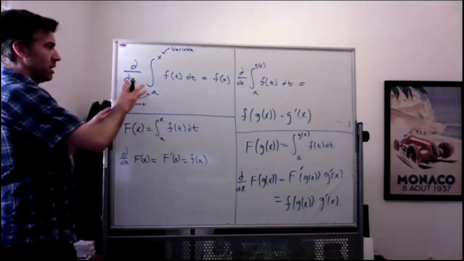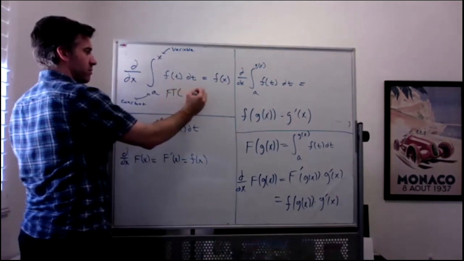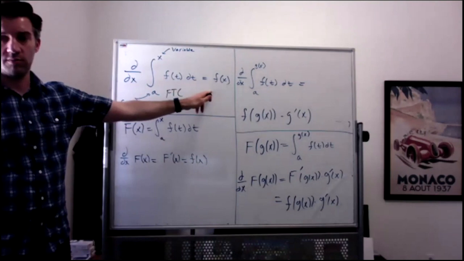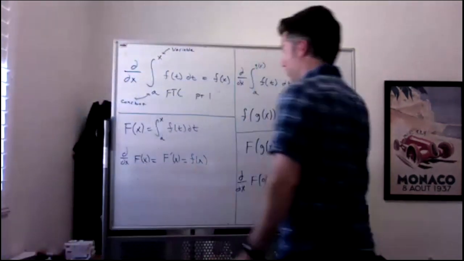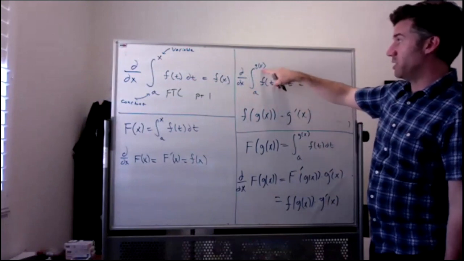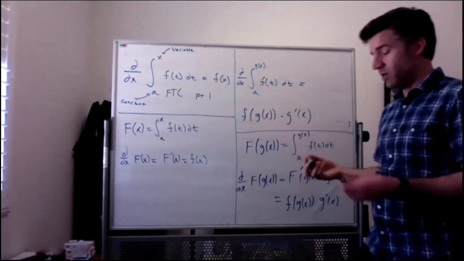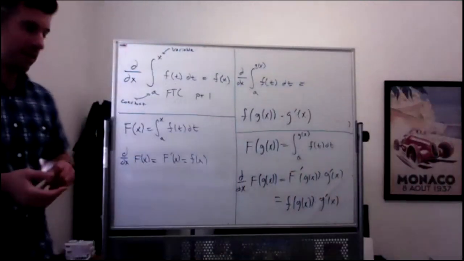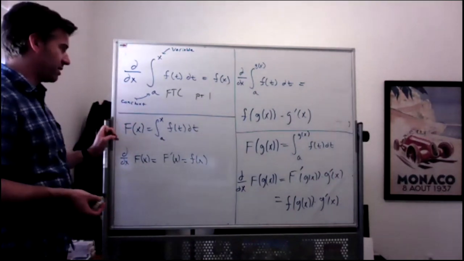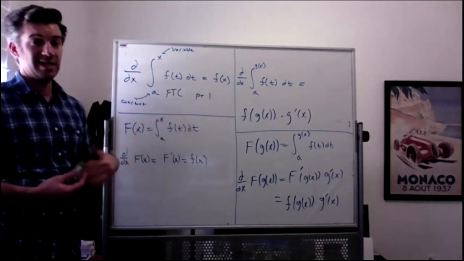So again, here's what we write. Here's the fundamental theorem of calculus part 1. Right, the derivative of the integral of the function is just the function. And here is the chain rule version of it. The derivative of the integral from a to g of x of the function is f of g of x times g prime of x. And the reasons for that are because of how we define the antiderivative, right? The antiderivative, capital F of x, is equal to the integral from a to x of f of t dt.